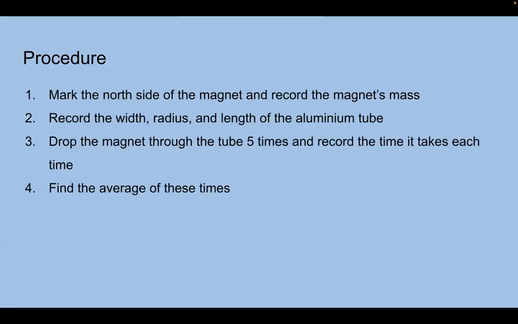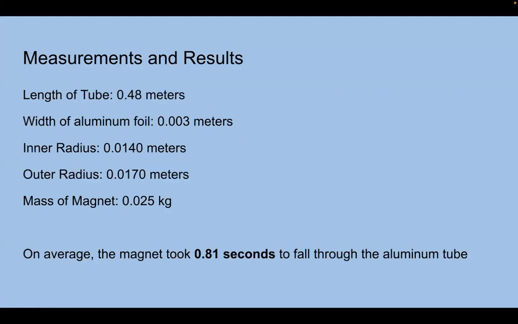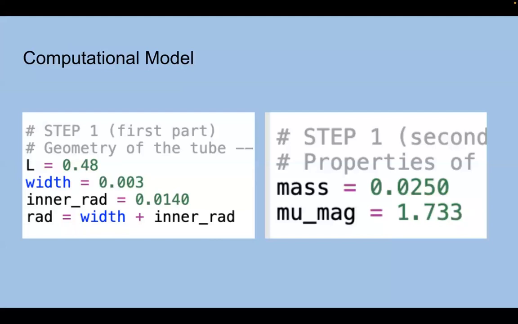So for the procedure, you mark the north side of the magnet and record the magnet's mass, and then you record the dimensions of the tube, and then you drop the magnet through 5 times and take the average time. So here are the measurements of my setup, and on average, the magnet took 0.81 seconds to fall through the tube. And moving into the computational model, here are the same conditions, but just in the code.